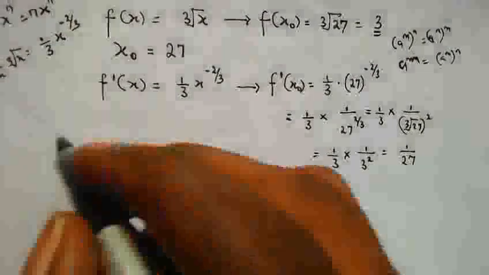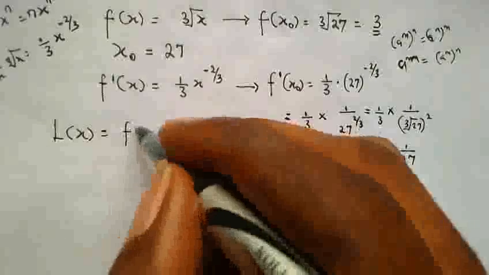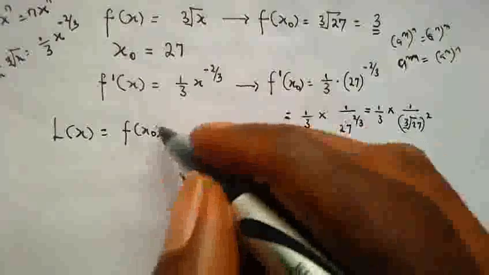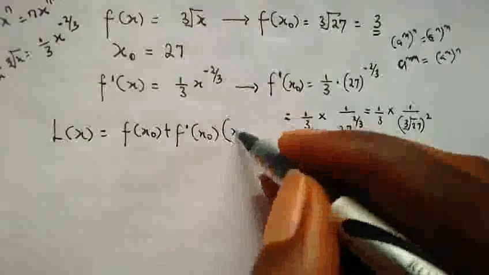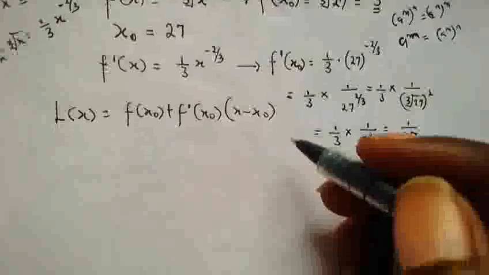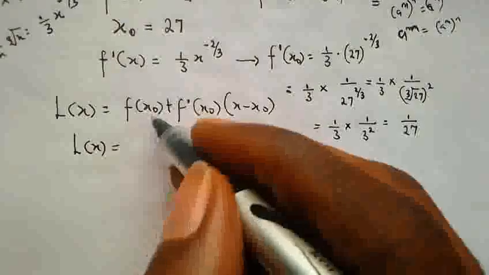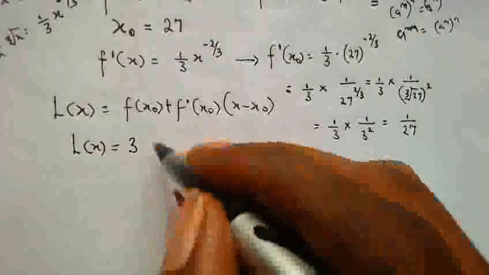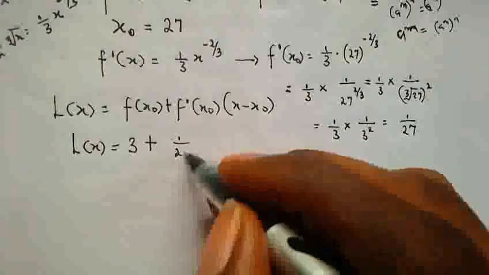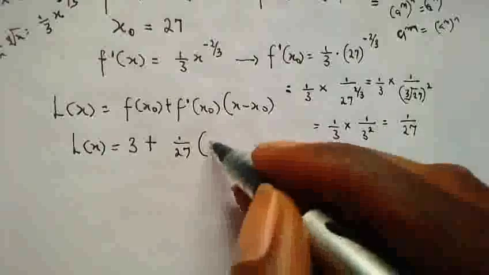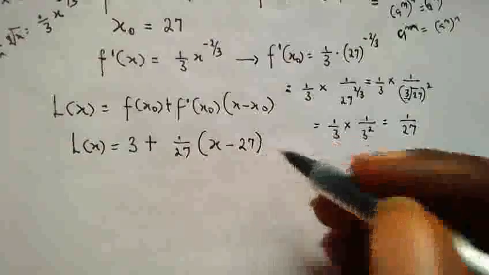Wow, that's nice. Now remember the formula for our linear approximation. So we have f of x subscript 0 plus f prime of x subscript 0, open bracket x minus x subscript 0. So in this case, here we have L of x is equal to our f of x subscript 0 we got initially, that is 3, plus our f prime of x subscript 0, so that is 1 over 27. Then open brackets x minus our x subscript 0, that is 27.